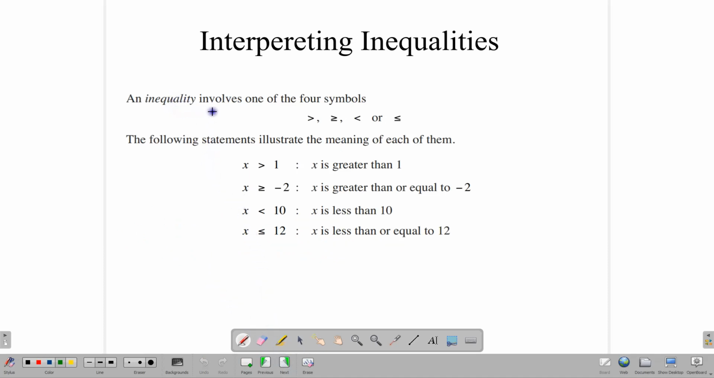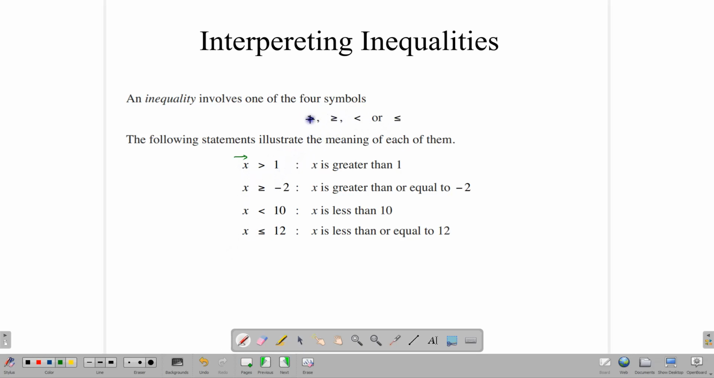An inequality involves one of the four symbols that we have here. This symbol is interpreted as greater than or equal to, which is a double condition. This one, less than, and less than or equal to. To be truthful, the inequality just depends on where you're reading it from. So, for example, this statement here says x is greater than 1, but that is if you read it from this direction. If you read it from this direction, what it's actually saying is 1 is less than x. So these symbols, it's all a matter of where you read them from.